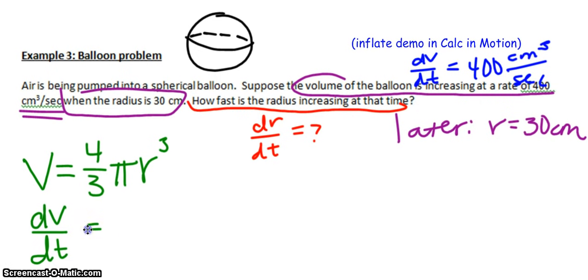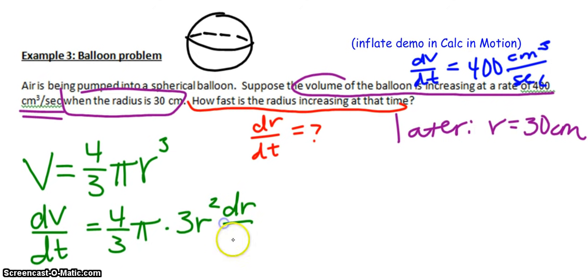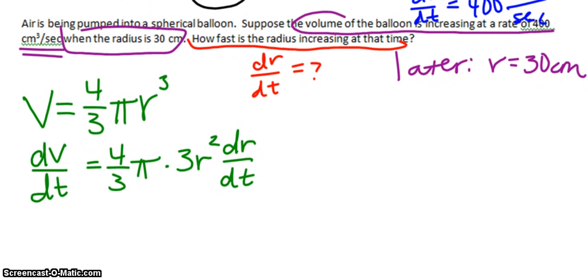dV dt. Bring down that 3 with the power rule. I'm going to write it separately. We're going to clean it up in just a minute. The 4/3 pi is just a constant. Power rule would say 3r squared, but we're taking the derivative with respect to time. So now I've got all this, and I'm going to clean it up after I do my substitution. Now it's later, so that's when the r is going to be 30. And we knew dV dt was 400.